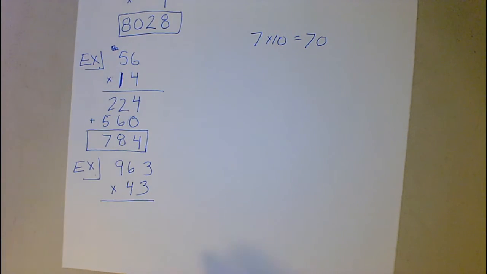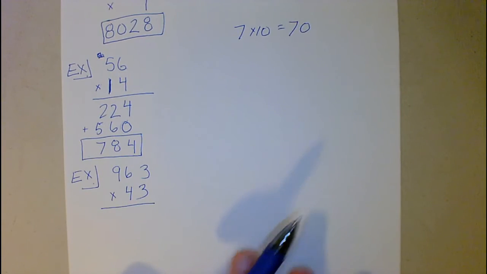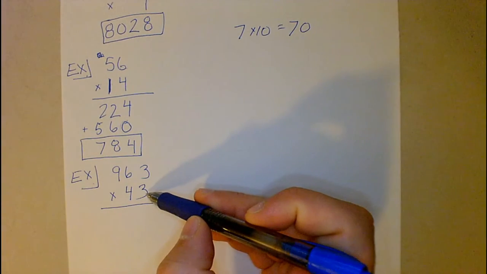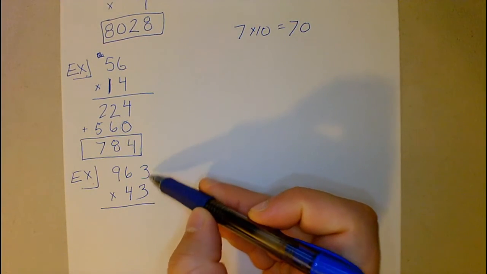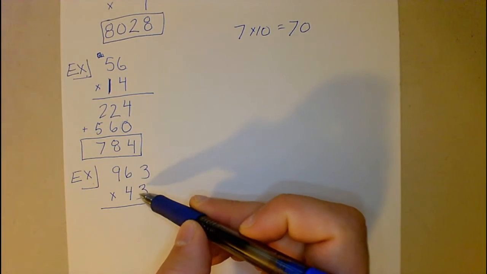All right, so let's up the ante a little bit. A 3-digit number multiplied by a 2-digit number. It's the same sort of idea. We're going to start in the bottom right here with this 3, and we're going to multiply by this 3, this 6, and this 9. All right, so let's do that.